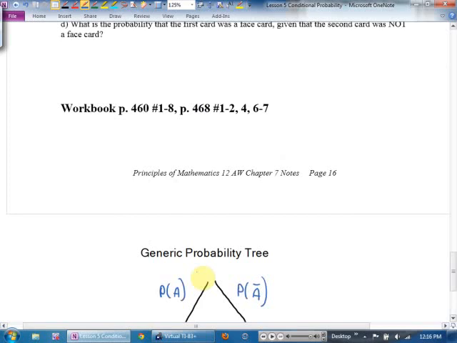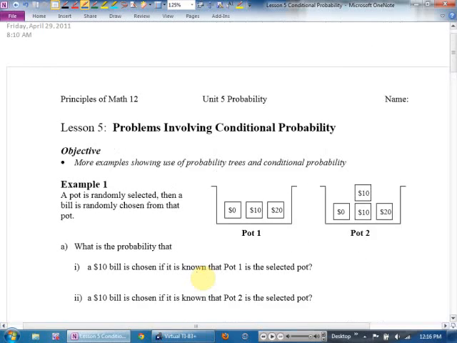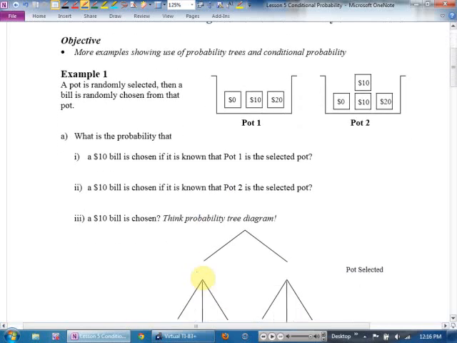That's about as ugly a tree as I could have drawn, but I'm going to leave it because I'm an imperfect teacher, and I'm not embarrassed by it. So a pot is red.